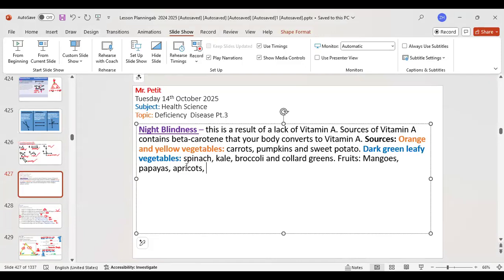So mangoes, papayas, apricots, and cantaloupe. They're really good. Anyone ever had papaya? Y'all ever taste papaya? Yes, it tastes good. It's really good.